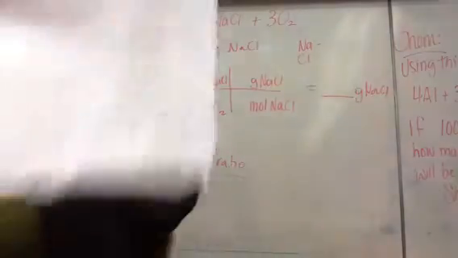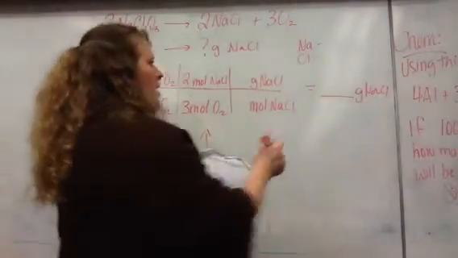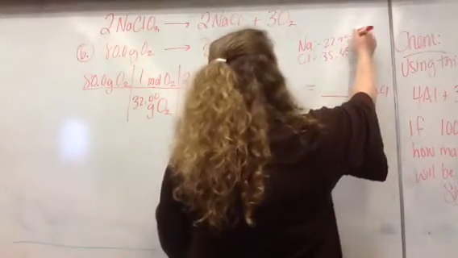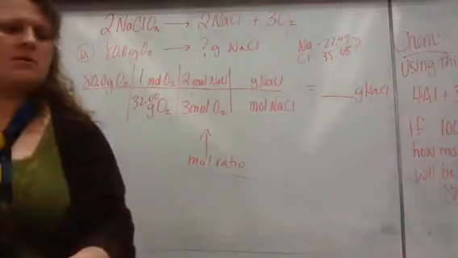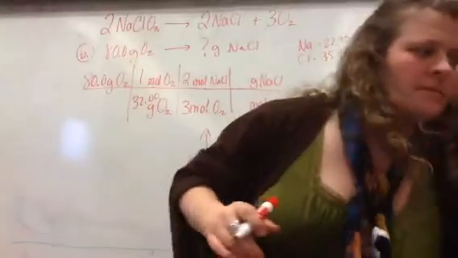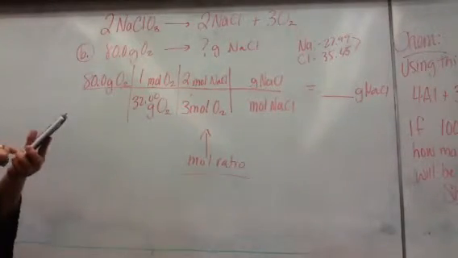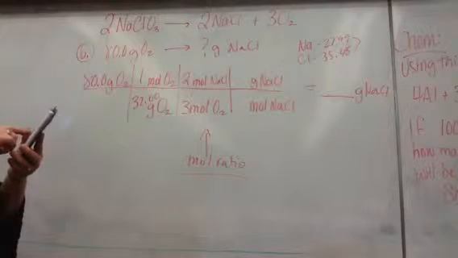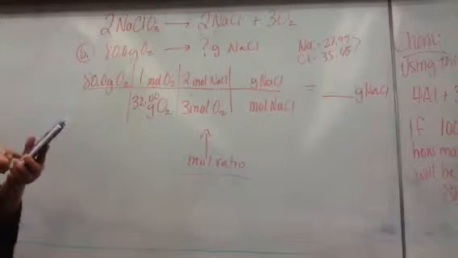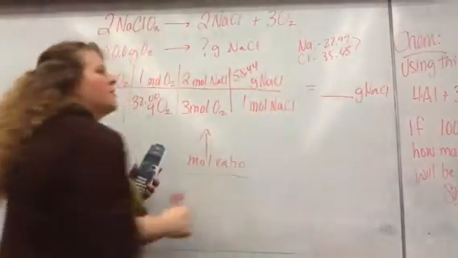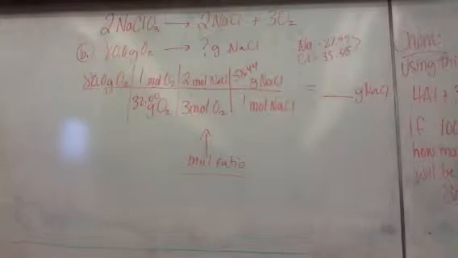22.99 and 35.45. So we get 58.44 grams of sodium chloride and 1 mole of sodium chloride. Okay, now multiply across the top, multiply across the bottom, and divide.